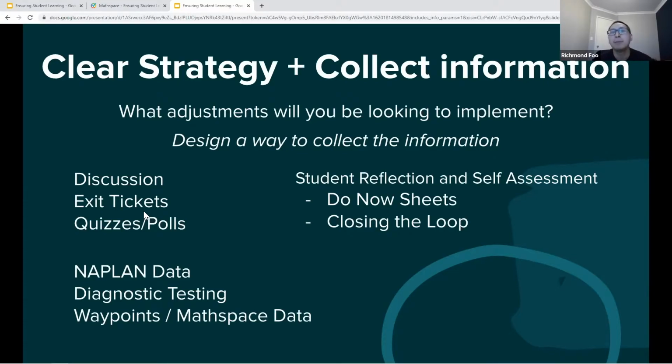If you search this up, there's heaps of stuff on the internet about different strategies you can use. Along with those classroom strategies, you've also got, down the bottom there, your big data sets that you might be able to analyze to gather meaningful information. NAPLAN data, as a classroom teacher, I never really got access to it much. Mainly my heads of department did, but it might be something you could ask for. Any diagnostic testing that you're doing, or potentially, if you are using Waypoints or Mathspace, using that data.